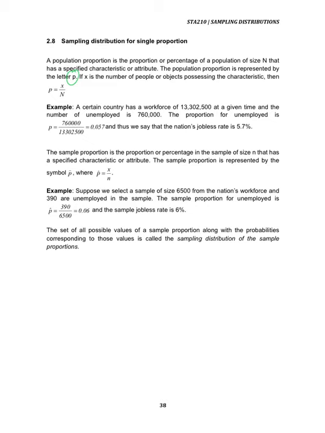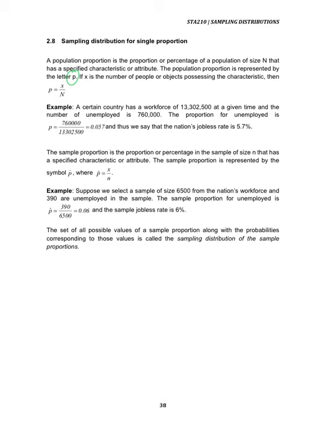Another example: a certain country has a workforce of 133,500 at a given time, and the number of unemployed is 7,600. The proportion of unemployed is 7,600 over 133,500. So we get P equals 0.057. What does it mean? We say that the nation's jobless rate is 5.7%. We can convert that value into a percentage. That is population proportion.